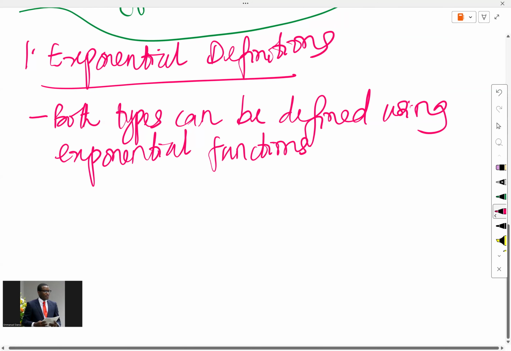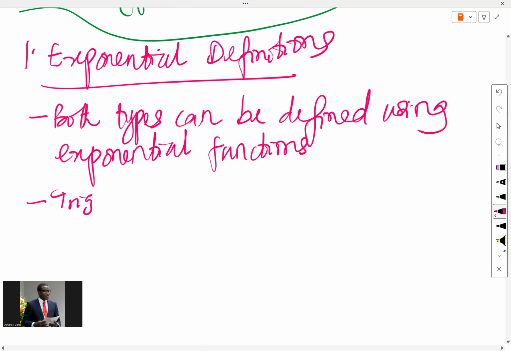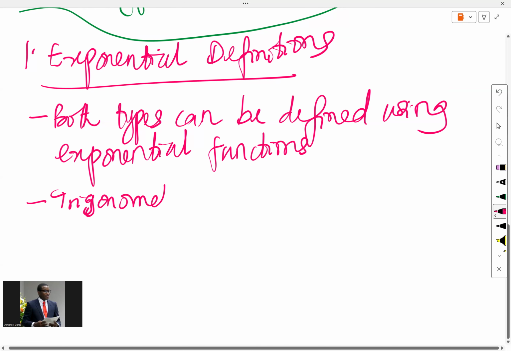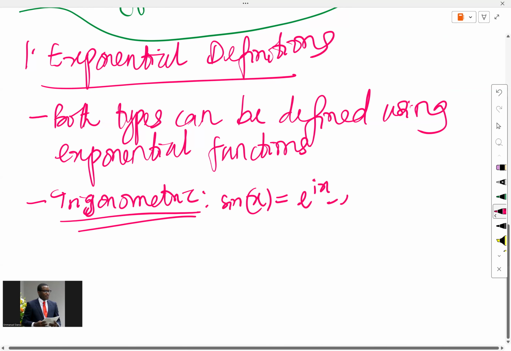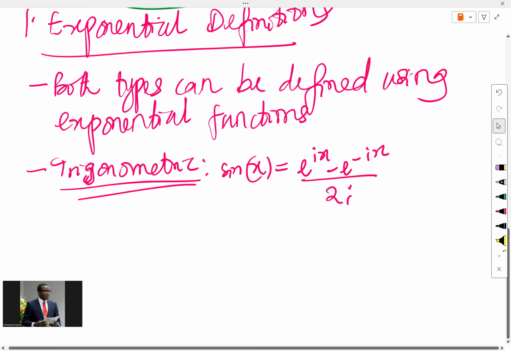So, for instance, we talk about trigonometric functions. Here you have sine x. Sine x can be defined as e raised to power ix minus e raised to power minus ix divided by 2i. That's like some complex stuff. And then you can have cos x defined as e raised to power ix plus e raised to power minus ix divided by 2, just 2 now. So 2i for sine, 2 for cos.